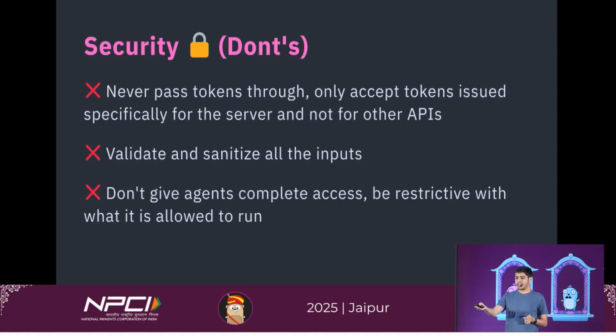The next is validate and sanitize all the inputs. So I did a wrong thing in my previous example: in the create file function, I was just taking the path from the user. I was not checking which directory I can write to. Technically it could have written something to the root directory or privileged directories, and it would have broken something and I wouldn't know. So always check and validate your inputs.